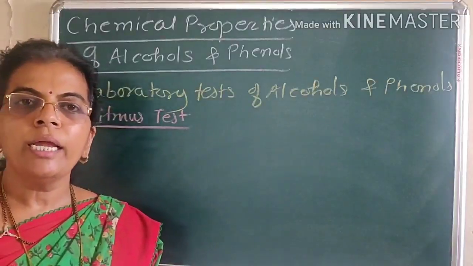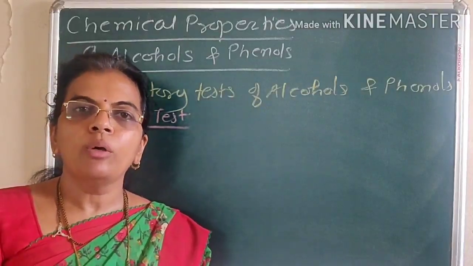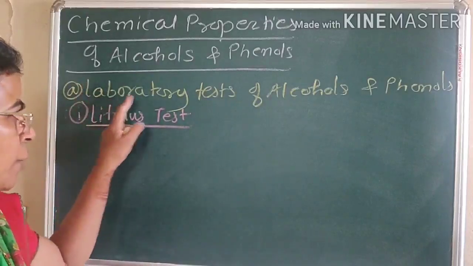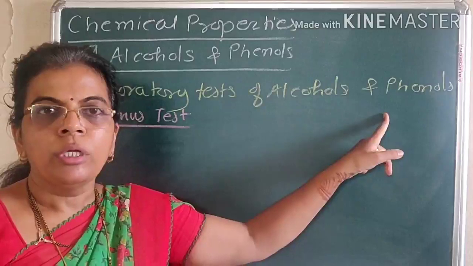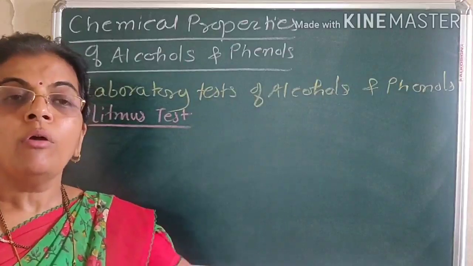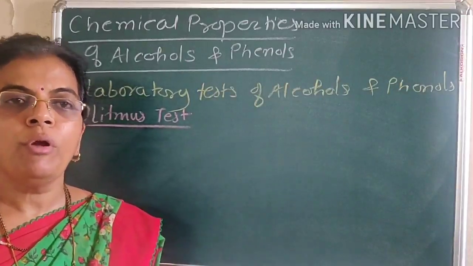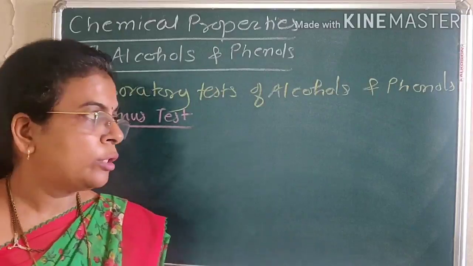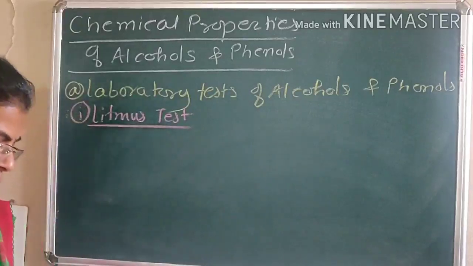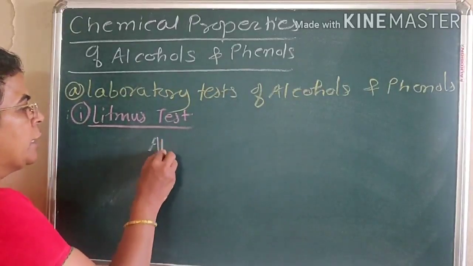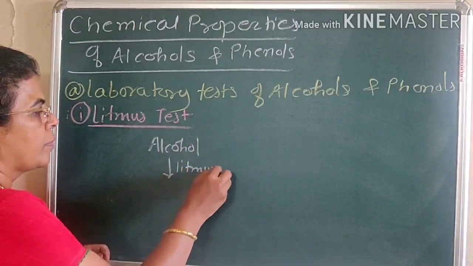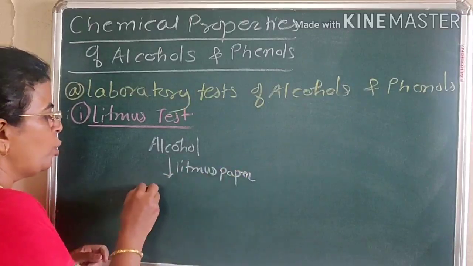Now we are going to start the next point, chemical properties of alcohols and phenols, in which the first property we are going to see is the laboratory test of alcohols and phenols. Now how can we say that it is an alcohol or it is a phenol, or how can we identify or differentiate alcohols and phenols? Then there are some tests, in which the first test is the litmus test. Now if alcohol is reacted with litmus paper, then here no change is observed.